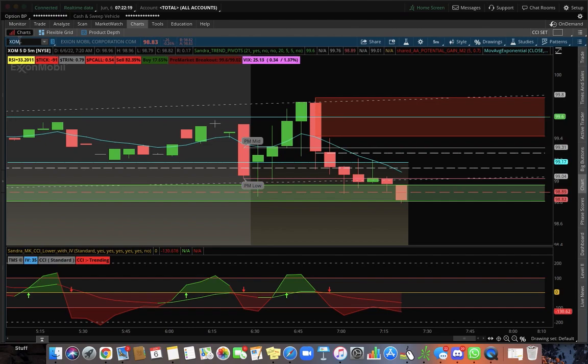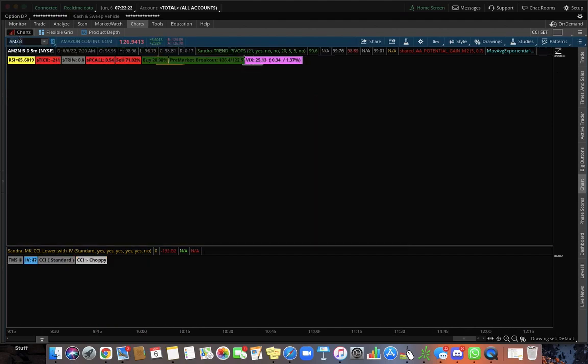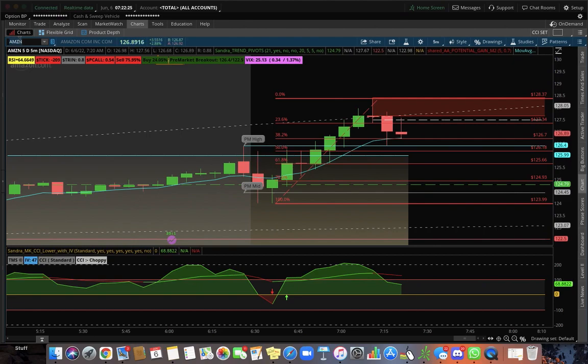And Amazon is about to turn green again. Is it? Let's take a look. It's following the 9 EMA as well. Yep. You're hoping. Are you under hopium right now?